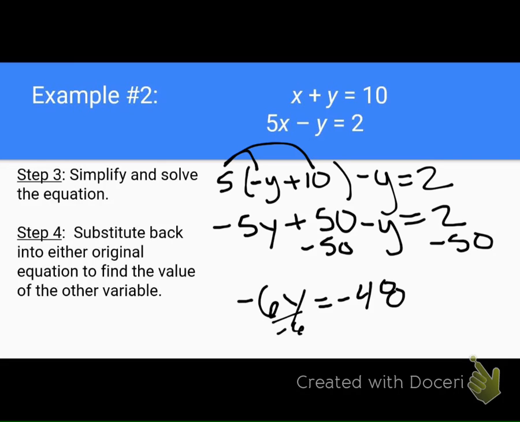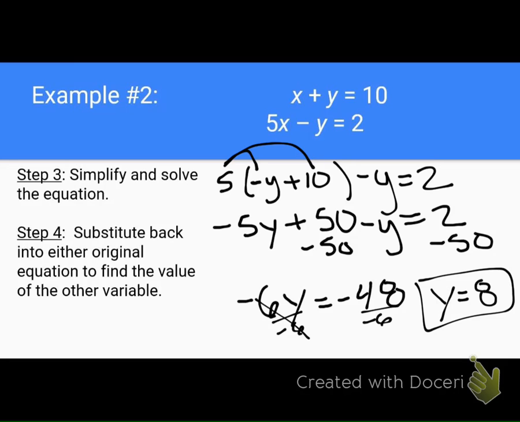Dividing by negative 6, I get y equals 8. A negative divided by a negative gives me a positive, right? So I have y equals 8. Now step 4 is to substitute that back into either equation to find the value of the other variable.